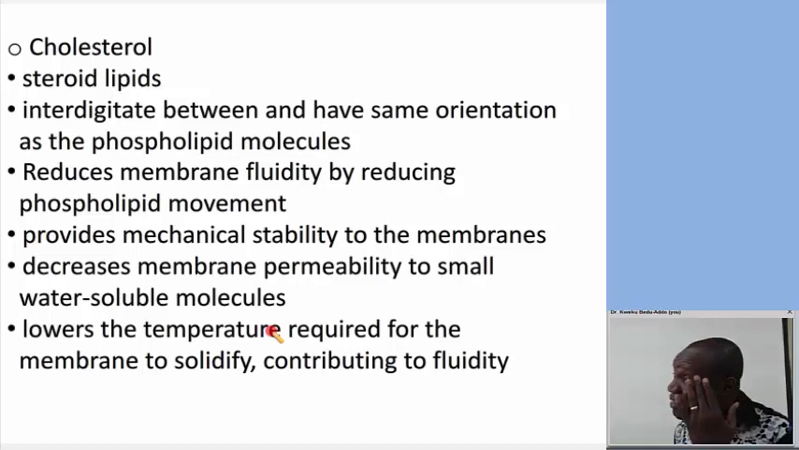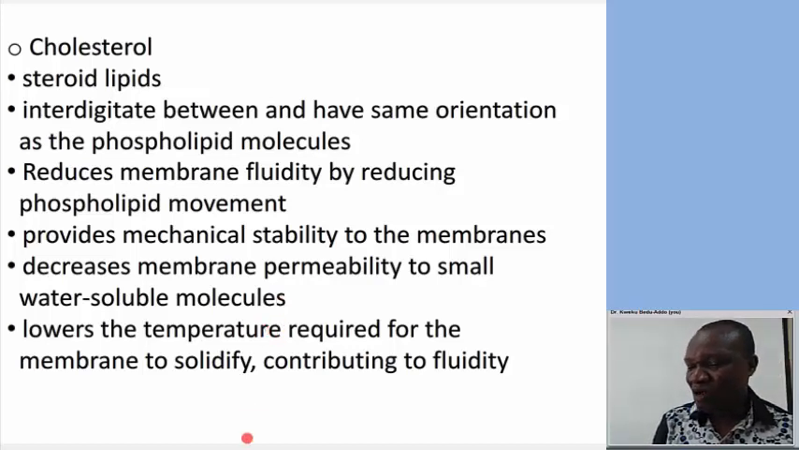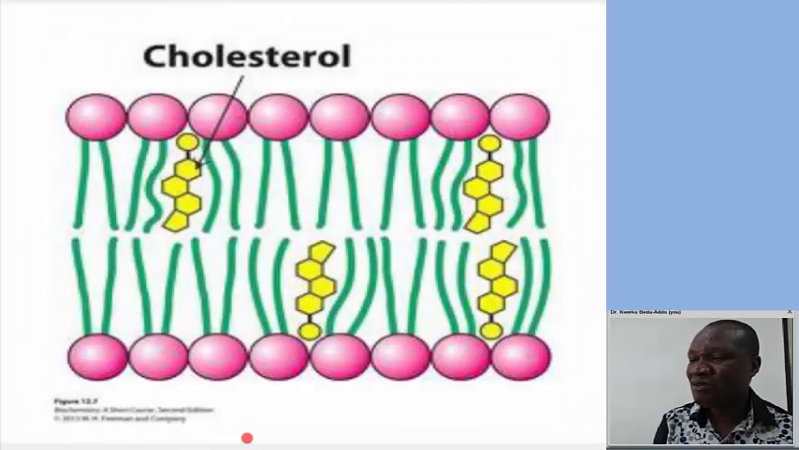Now, the other lipid component is cholesterol. The cholesterol also has a water-loving portion and a water-hating portion. And they are found integrated in the lipid bilayer. They interdigitate with the phospholipid molecules. So that's cholesterol, and these are phospholipids. They are found in between the phospholipid molecules.